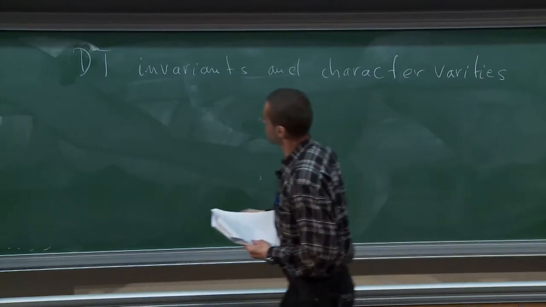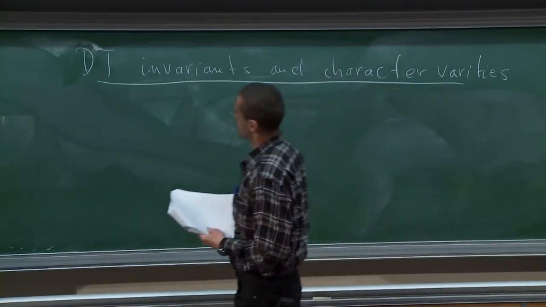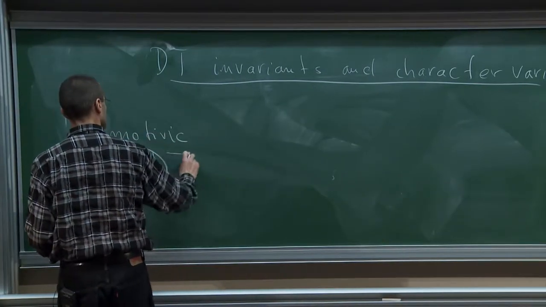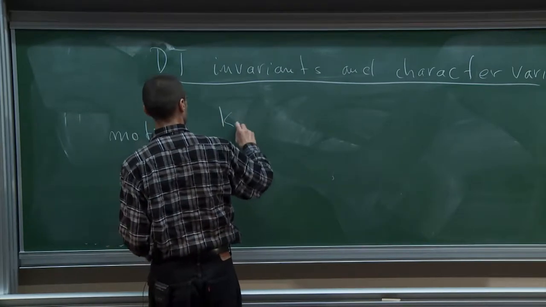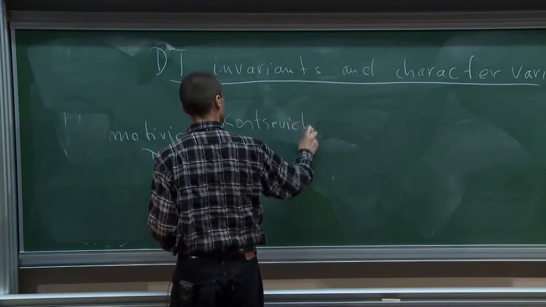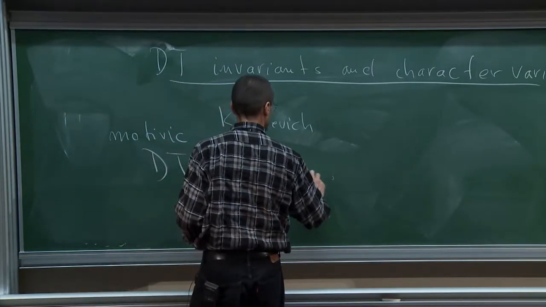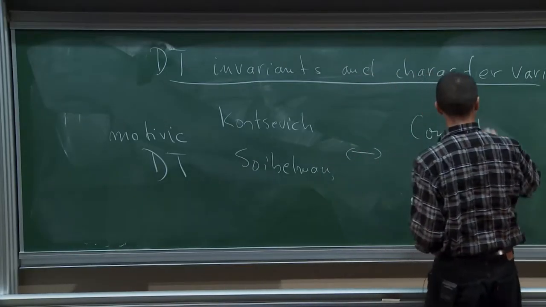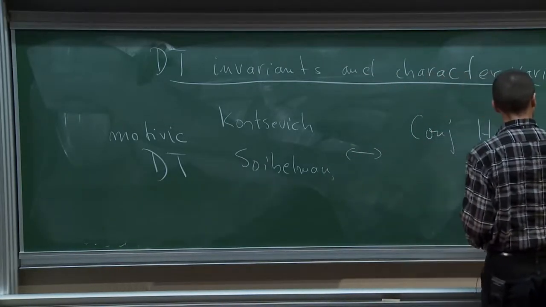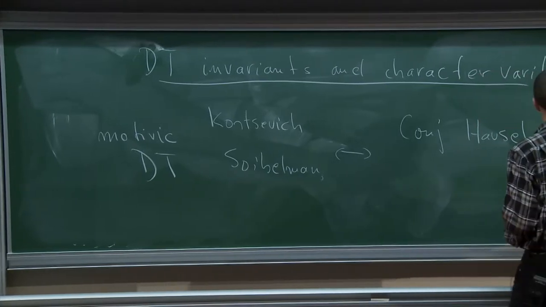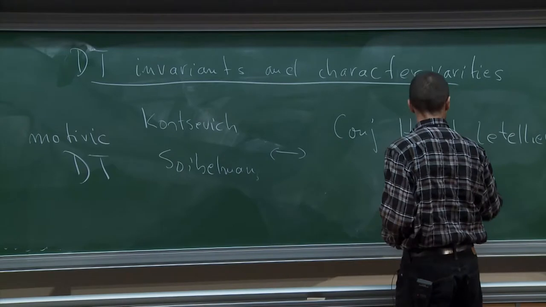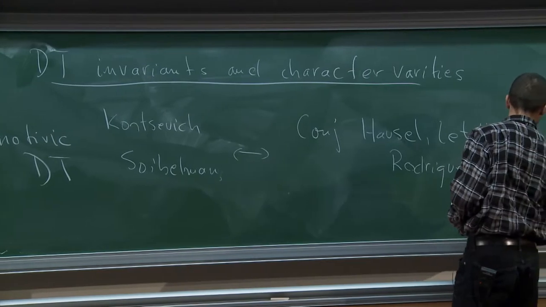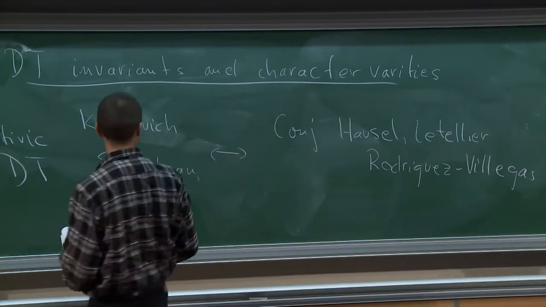So to be more precise, it's especially about the motivic Donaldson-Thomas theory developed, as I said, by Maxim and Jan, and a connection, a conjecture formulated by Hausel, Letellier, and Rodriguez-Villegas on the cohomology of character varieties of smooth projective curves with marked points.